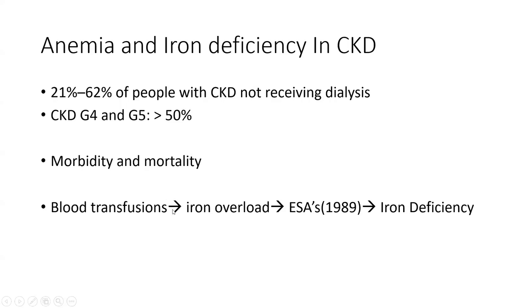And as you all know, when you give blood transfusions, you are not only giving blood, but you're also giving iron. So in the earlier years, there was never a problem of iron deficiency in CKD patients because most of the CKD patients would already be iron overloaded. But then came the era of erythropoiesis stimulating agents. As soon as this came, the need for blood transfusions decreased, and then iron deficiency became more prominent. So iron deficiency is a problem which arose in CKD populations after the discovery of erythropoiesis stimulating agents.